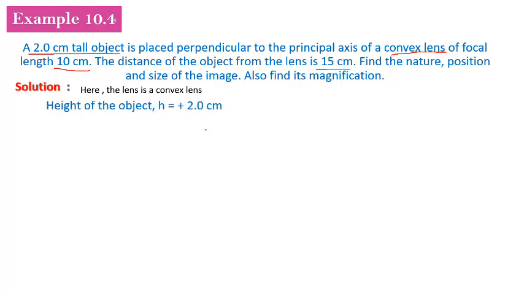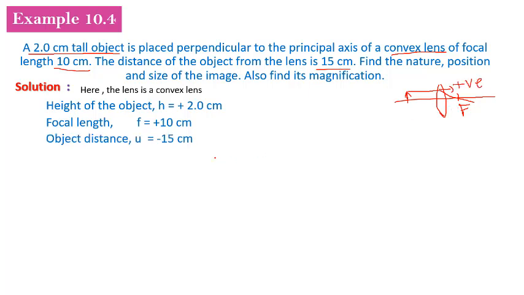The lens here is a convex lens. Height of the object is 2 cm. Focal length is given 10 cm, obviously positive, you know, right? Okay, this is convex lens, this is your object. When the object comes, it will pass through the focus, and the right side of the convex lens we take as positive, hence f equals positive 10. Object distance equals minus 15 cm.